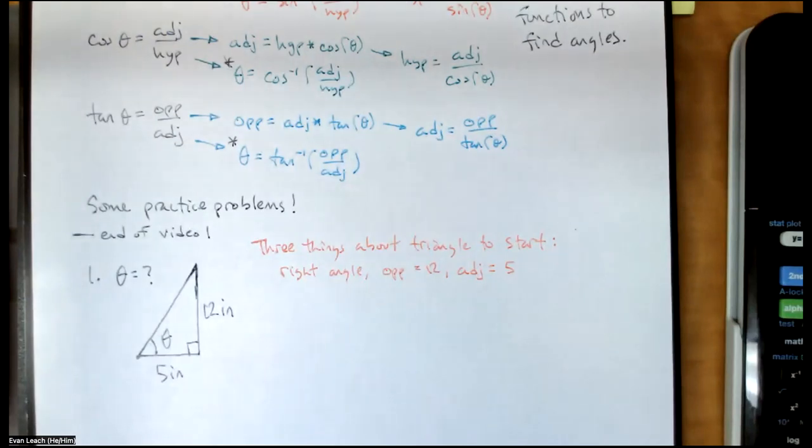Given these 3 things about the triangle, right angle, opposite, and adjacent, what do we have to use? What's our only option to find a 4th piece of information about the triangle? Sine requires hypotenuse. We don't have that. Opposite and adjacent is the only option. Tangent. Our only option is to use tangent because I have opposite and adjacent and a right triangle. So the only option for a 4th piece of information about this triangle is to use tangent.